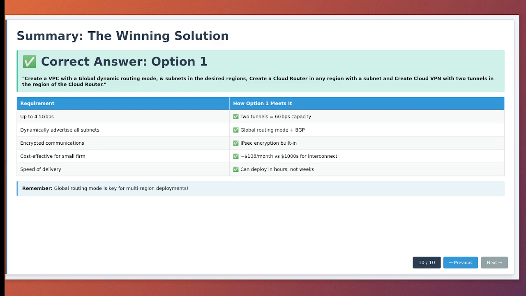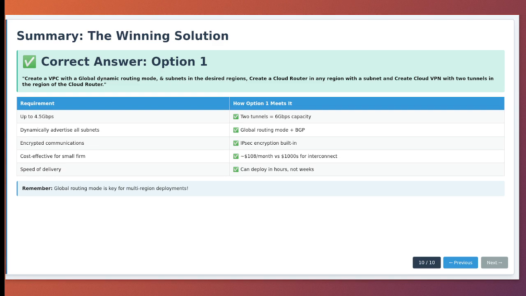It provides up to 6 gigabits per second of bandwidth with its 2 tunnels, which exceeds the 4.5 gigabits per second requirement. The global routing mode ensures that all VPC subnets are dynamically advertised to the on-premises network. IPsec encryption is included by default with Cloud VPN, and the solution is cost-effective, at around $108 per month. It's also simple to manage, using just one Cloud Router and VPN gateway.